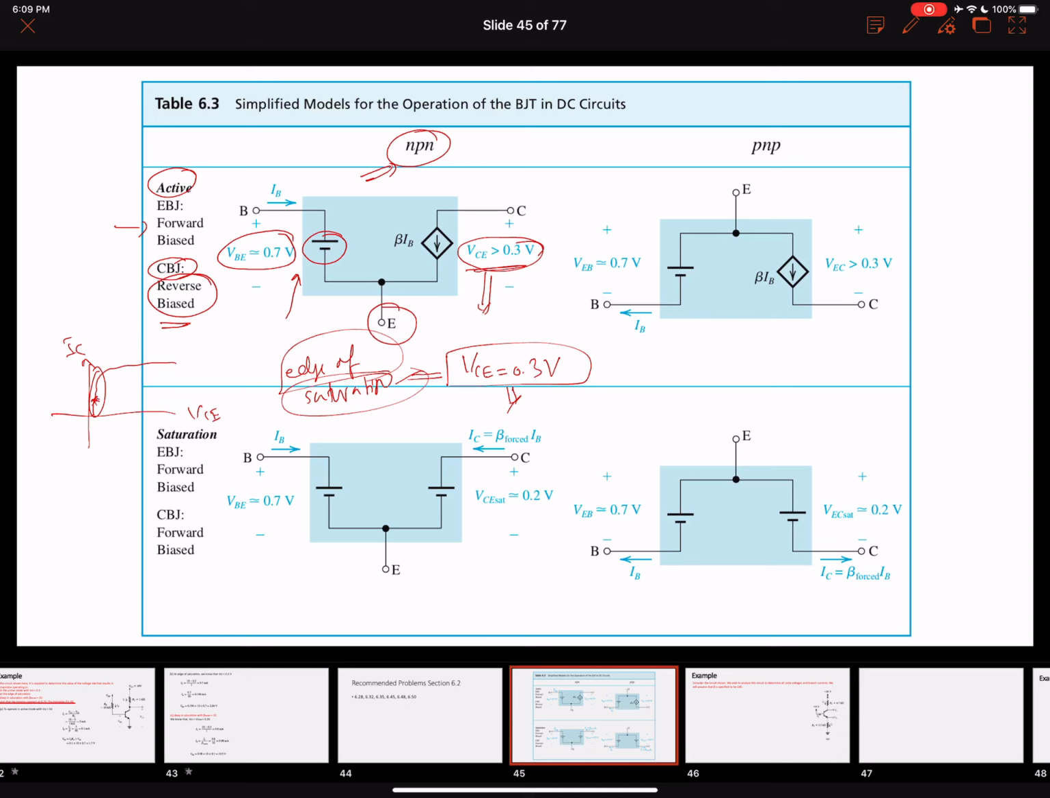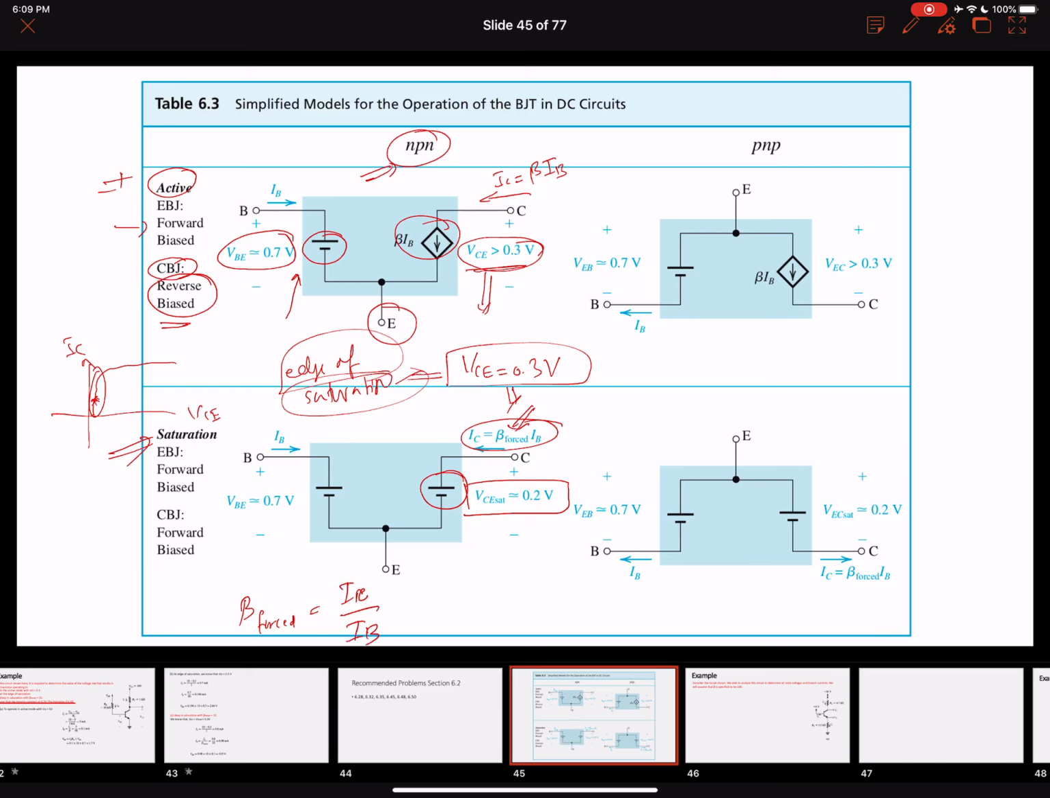So we can replace this current source with a potential drop between the collector and emitter terminals. So our VCE saturation value equals 0.2 volts. Another difference you can see between the active mode and the saturation mode is the value of the collector current. In the active mode, IC equals beta times IB. However, in saturation, our collector current equals beta forced times IB, and we know that beta forced equals IC over IB.